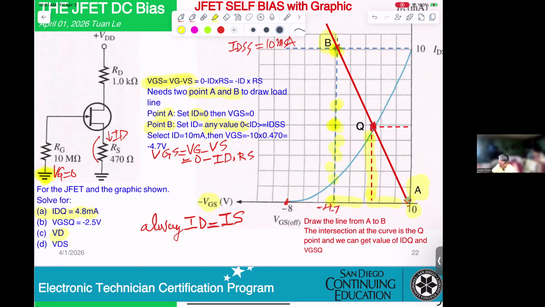And you want to calculate the VD here. Okay, VD equal VDD minus voltage drop across RD, ID times RD. Okay, VDS, VD minus VS.